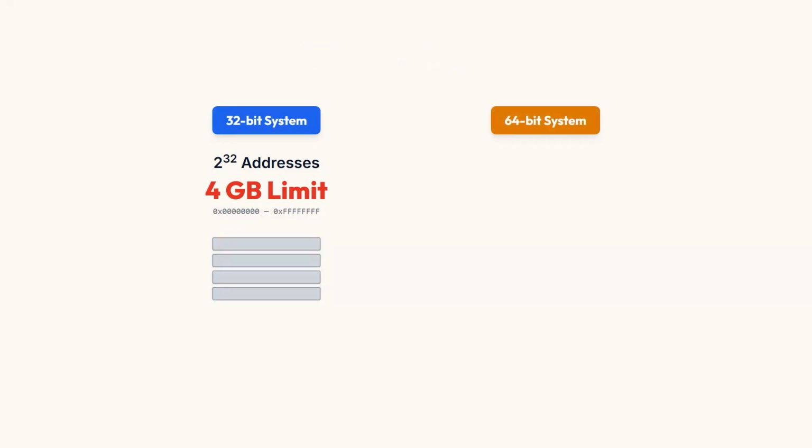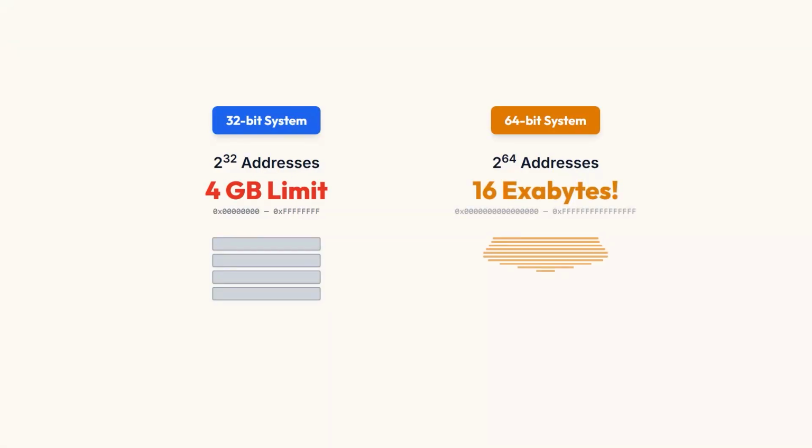In a 64-bit system, each address has 64 bits. So total addresses become 2 raised to the power of 64. That's about 16 exabytes, which is billions of gigabytes, which is a huge number. Now in reality, computers don't use all of that yet because of hardware and operating system limits. So a 64-bit system can use a lot more memory.